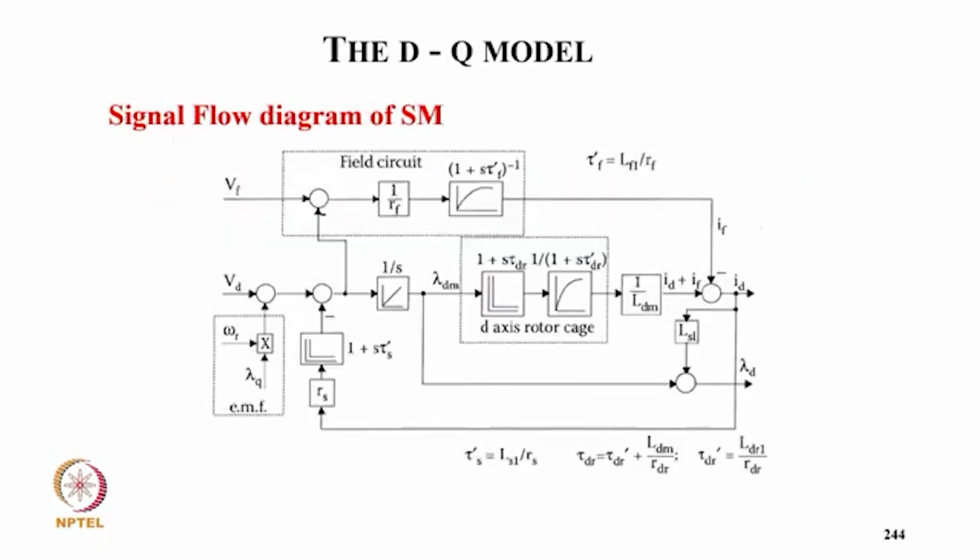And this is the signal flow diagram of the synchronous model. I mean, your inputs are typically VF and VD, and it goes to different blocks to finally find out your IF, ID, lambda D, and IQ.